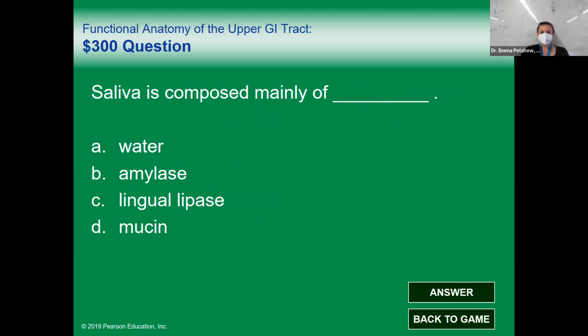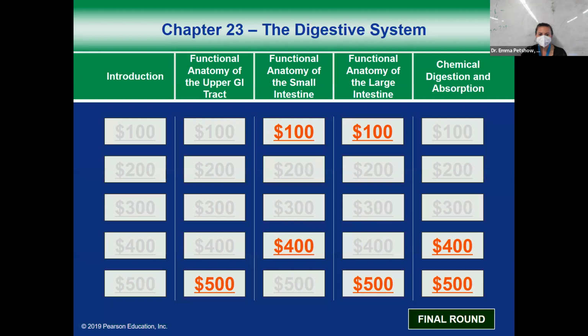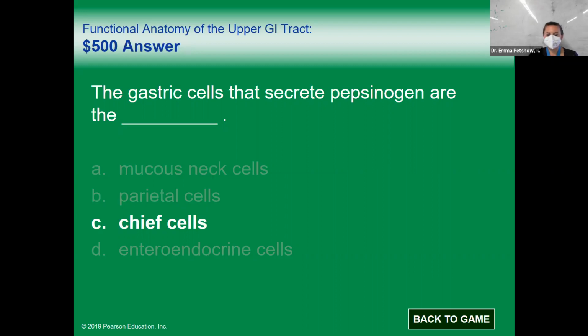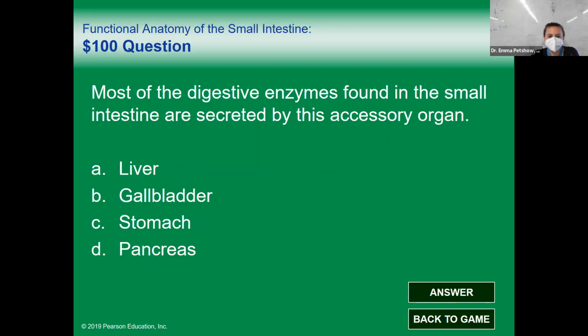So saliva is composed mainly of, we know this one now because we saw the answer. So if you're watching, mainly of water, amylase, lingual lipase, or mucin. It's mostly water and then it has amylase, right? But it's majority water. Gastric cells that secrete pepsinogen are the mucous neck, parietal, chief, enteroendocrine cells. Our chief cells secrete pepsinogen. Good. Again, that's that rote memorization that I want you to do for those locations.